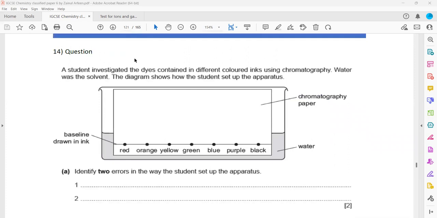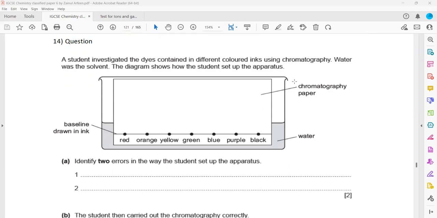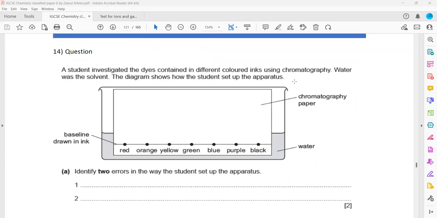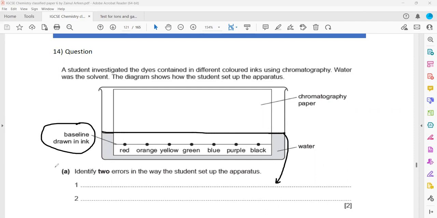So question 14 is there. The student investigates the dyes contained in different colored inks using chromatography. Water was the solvent. The diagram shows how the solvent was set up in the apparatus. Identify two mistakes. The solvent level is above the baseline. And the other, the baseline is drawn in ink. These are the two mistakes.